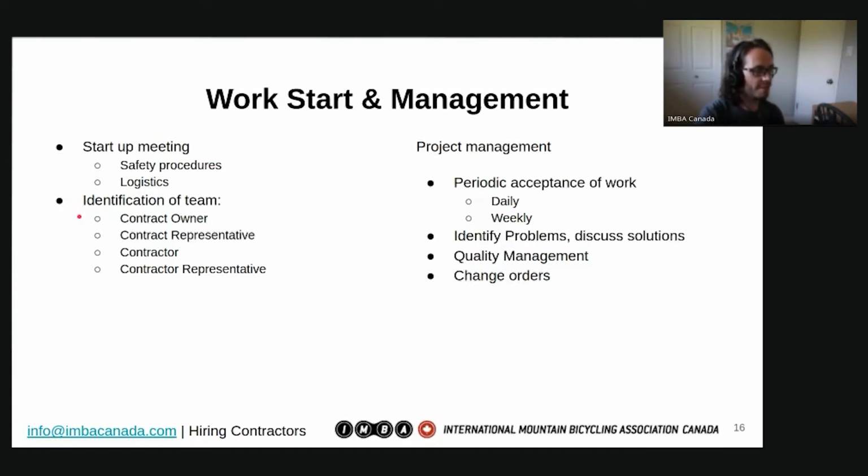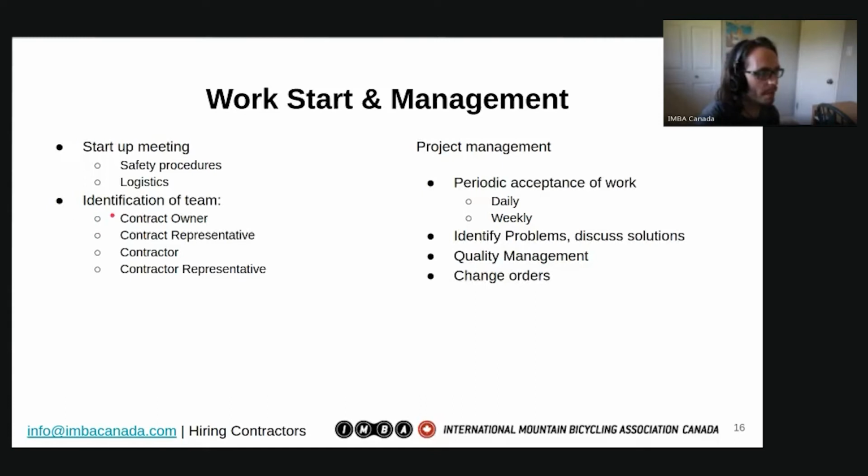And we'll also have the identification of the team. And this is where we set out the authority of who can make changes to the contract. And this is really important because sometimes changes need to happen quickly in the field. And it's important that you understand exactly who can authorize a change.